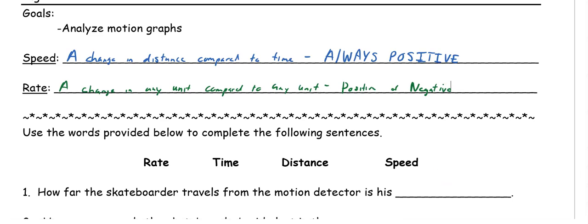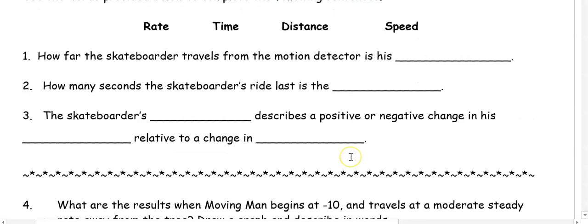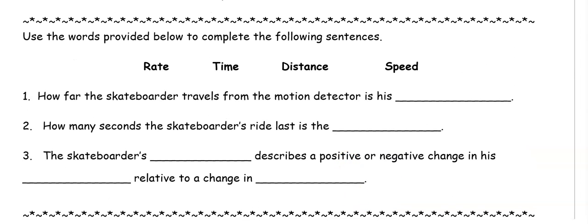So a couple of words to talk about things then. If we have a skateboarder that is moving, how far the skateboarder travels from the motion detector is going to be his distance. How many seconds the skateboarder ride lasts is going to be his time. The skateboarder's rate describes a positive or negative change in his distance compared to time. So speed is a specific distance and time, but we also have rates that are distance and time when we talk about negative or positive rates.